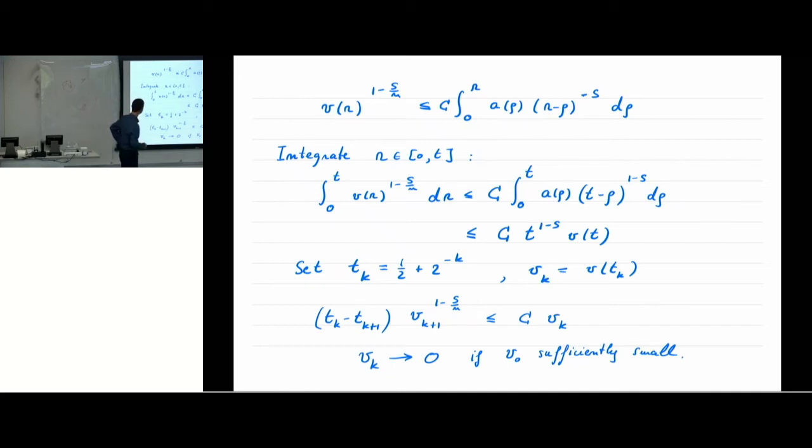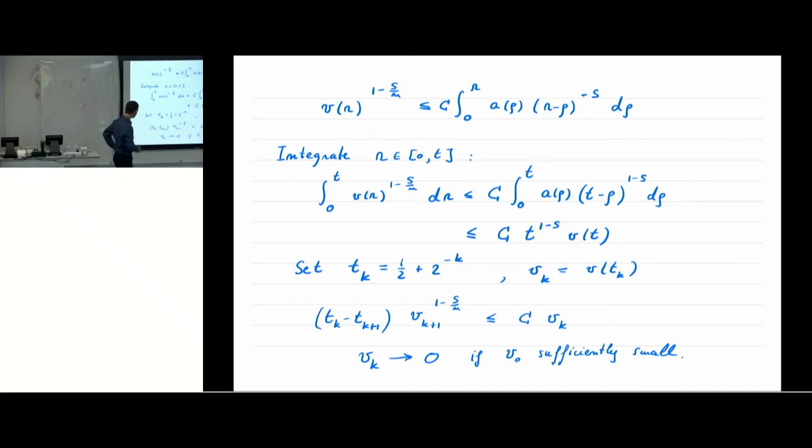Yes, sorry. So t_k minus t_(k+1) is like 2 to the power minus k. So this is a very tiny number. However, this nonlinear relationship, the fact that here I have a power less than 1, still allows me to say that if I start with something very tiny originally, if V_0 is sufficiently small, then V_k must tend to 0, right?